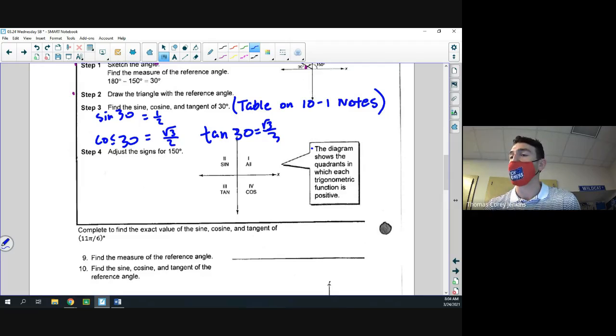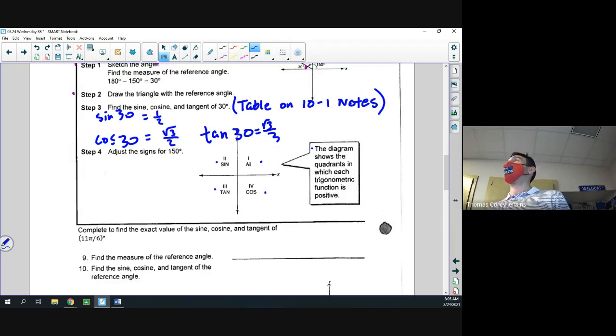This diagram shows the quadrants in which each function is positive. All right. So if it's in the first quadrant, they're all positive. Second quadrant, sine is positive. Third quadrant, tangent is positive. And fourth quadrant, cosine is positive.